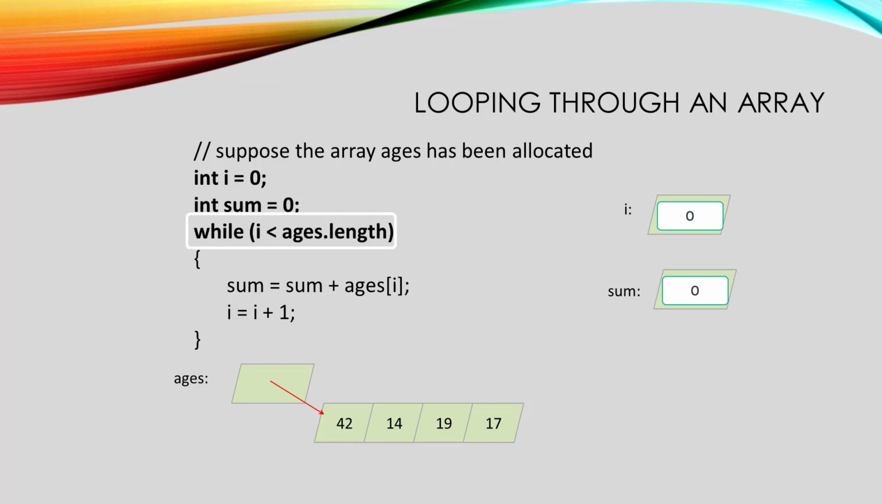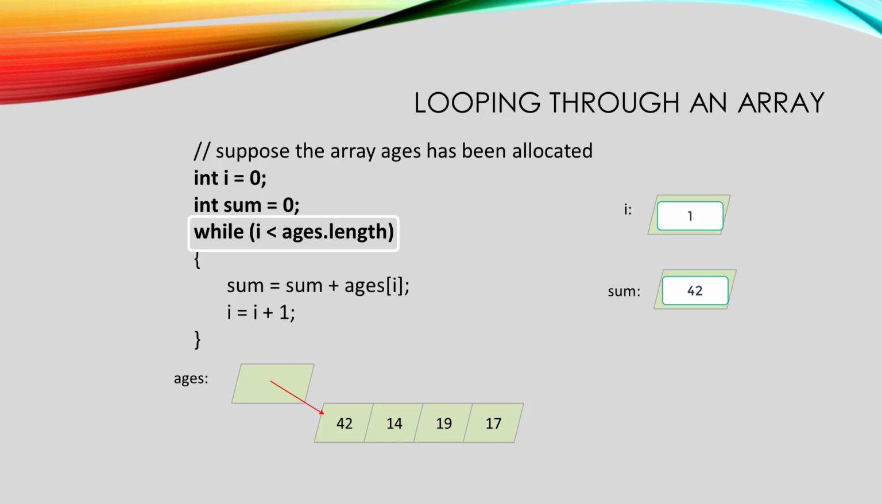So the while loop will first check to see: is i less than 4? It is, because i is 0. So we go into the loop. In the assignment statement for sum, the right-hand side evaluates sum and gets 0, and then looks at ages sub 0, which in this case is 42, adds them together, getting 42, and stores that value into sum. Then it increments i, getting the value 1, and it goes back to the top of the loop.